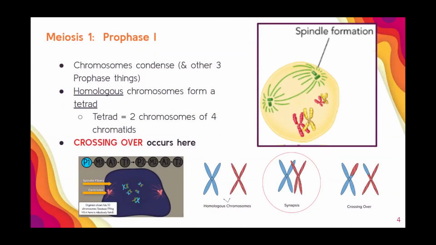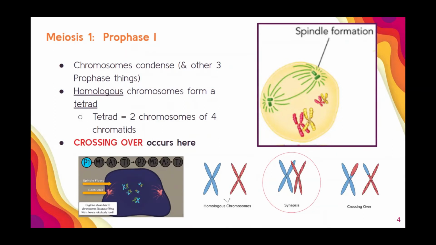Now, prophase 1. Again, anything that's written on this slide, besides the stuff that's written in the pictures, you're going to write down in your notes. Prophase 1: chromosomes condense, and the other 3 prophase things. So remember that chromosomes condense, spindles form, the nucleus disappears, and the centrioles move to the poles. Those 4 things that happened in prophase in mitosis happen here, but we're not going to take our time to write those because there's so much other stuff that we've got to know about prophase 1. So chromosomes condense and the other 3.